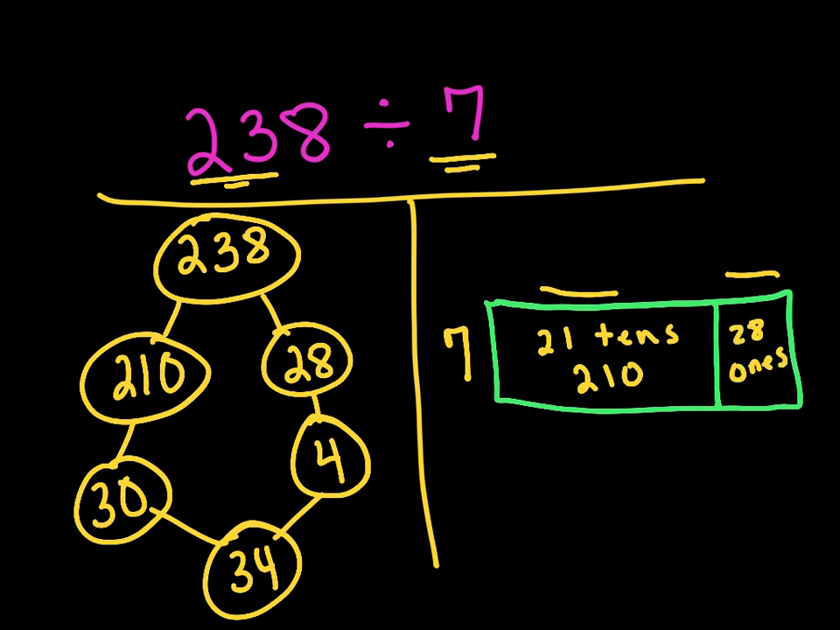So now we need to say 7 times what gives us 21 tens, 210, and that would give us 30. 7 times what will give us 28 ones, and that would be a 4. We add those up, we're going to get 34.